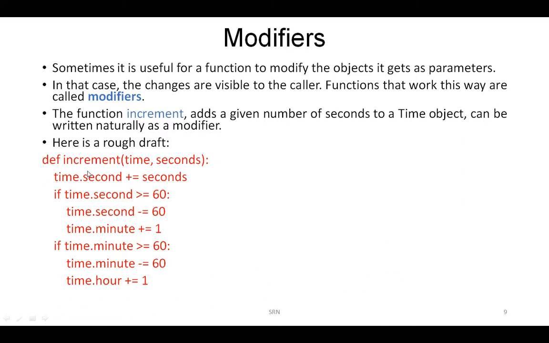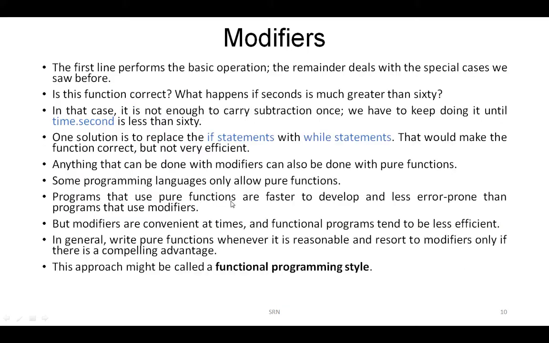So we are writing an increment function which takes two arguments, a time object and seconds, an integer, and it adds seconds to the time dot second. If the second is greater than 60, again decrement the seconds and increment the minute. Again, if the minute is greater than or equal to 60, decrement the minute and increment the hour. This is sufficient. Here we are adding seconds to time. Observe, we are not adding two time objects. We are adding a number of seconds to some time given.